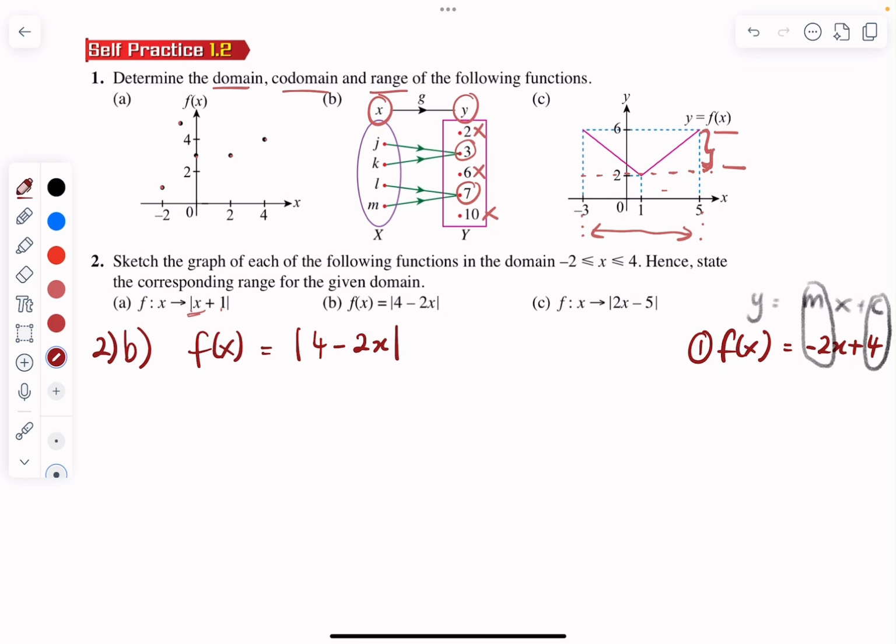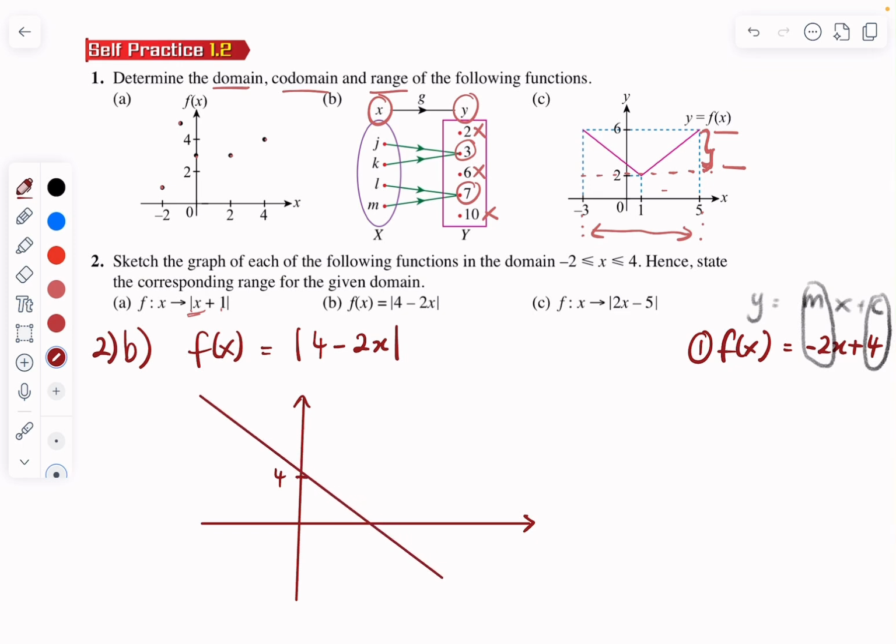So gradient is -2. So this graph will go down. Negative gradient means it will go down. And the y-intercept is 4. So we put 4 here, we draw a graph that's going down. Okay. Now we look at the coordinates. So when x is -2, what do we get? When x is 4, what do we get?